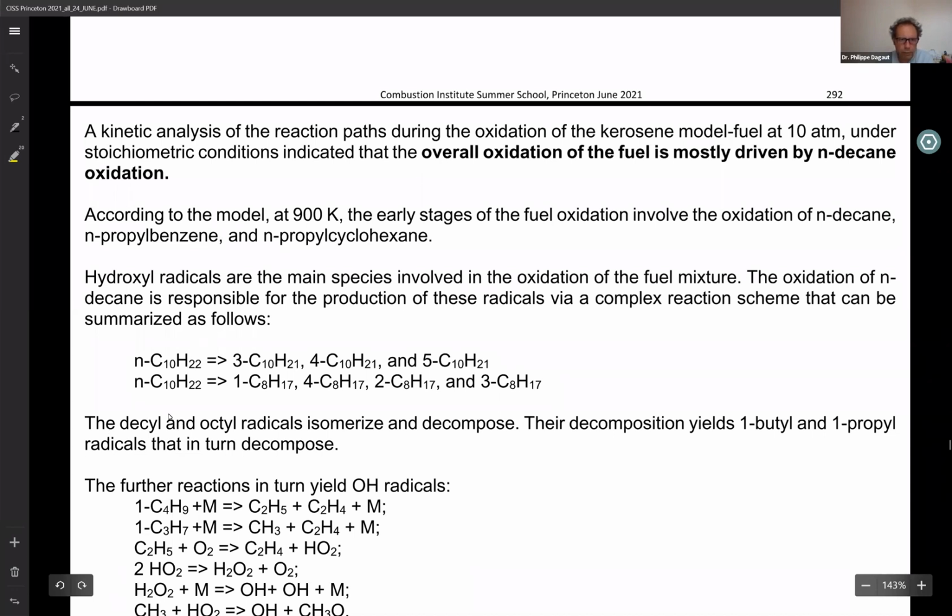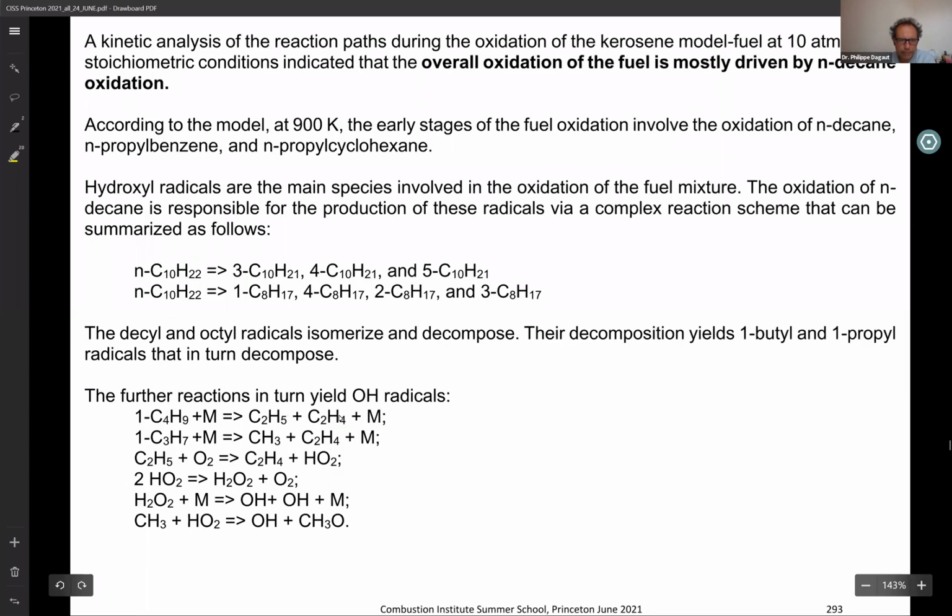Once C4H9 decomposition forming C2H5 and ethylene, and C2H5 can react with O2 to form HO2. 2HO2 produce hydrogen peroxide, which can decompose and produce 2 OH radicals. And the methyl radical formed here can react with HO2 to produce OH. So these are the main pathways to OH under these conditions.